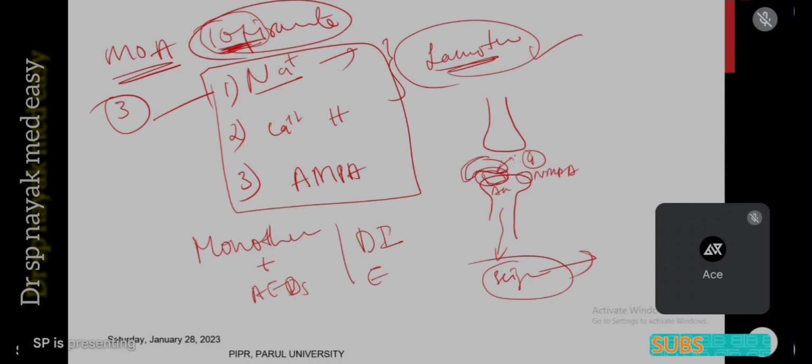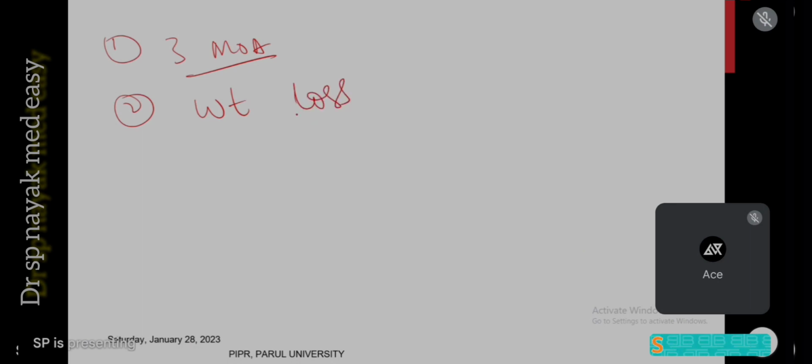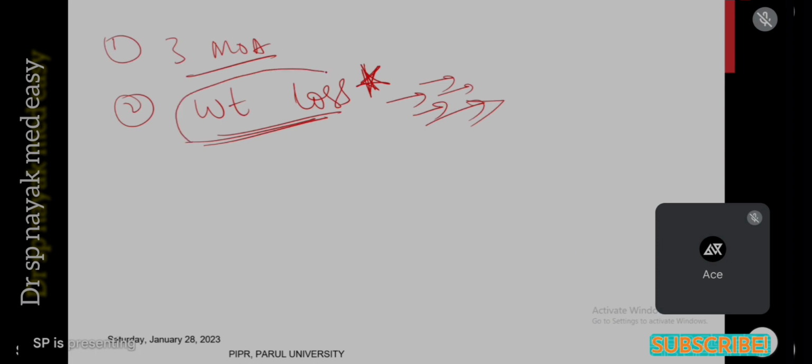Now for topiramate, very, very important point you have to remember. First point, we have seen three mechanisms. Second point, topiramate causes weight loss. Very, very important point. Topiramate causes weight loss. When going jogging, what will we do? While going jogging, we will wear a head cap and go, yes or no? So like that you have to remember. Topiramate causes weight loss. Important point.